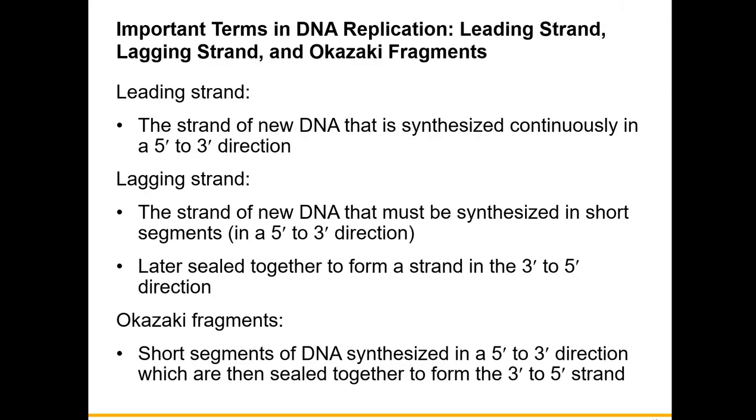Some other terms: you've got the leading strand, which is the strand of new DNA that is synthesized continually in the 5' to 3' direction. The lagging strand is a strand of DNA that must be synthesized in short segments because it's going the opposite direction. It's going opposite of the 5' to 3', but the polymerase only goes that way. So it's going to hop off and go back and forth. Later, it's sealed together to form the 3' to 5' strand. Those little short segments of DNA are called Okazaki fragments.